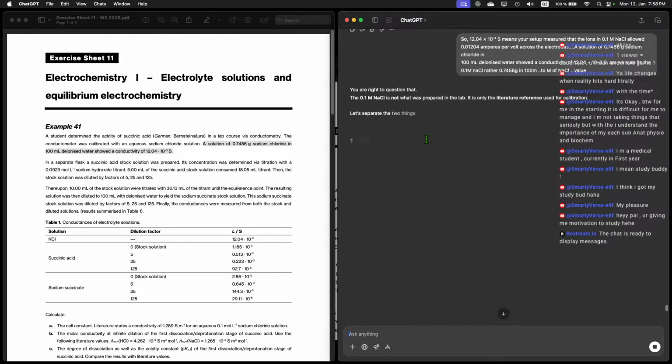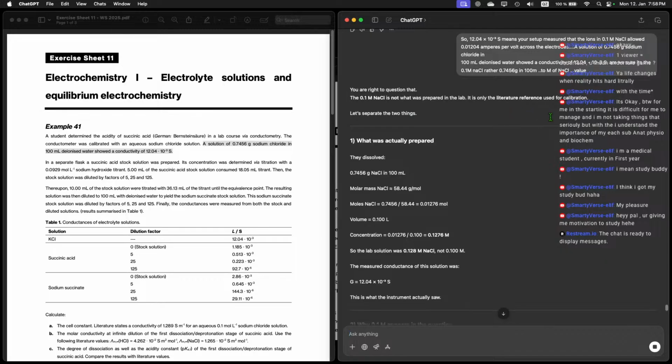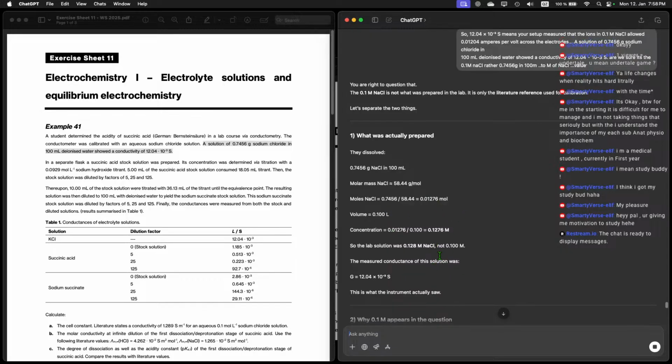You're right to question that. The 0.1 NaCl is not what was prepared in the lab. It's only a literature reference used for calibration. Let's separate the two things. What is actually prepared? Molar mass, moles, volume, concentration. So the lab solution was not 0.1. The measured conductance of the solution is what the instrument actually saw.